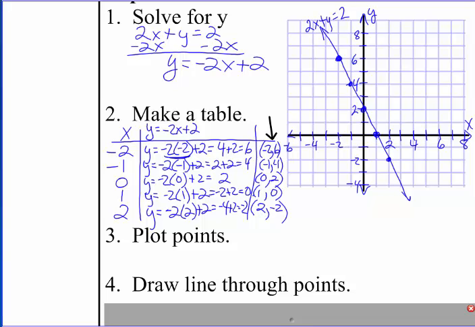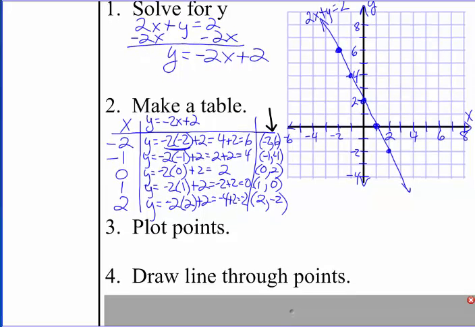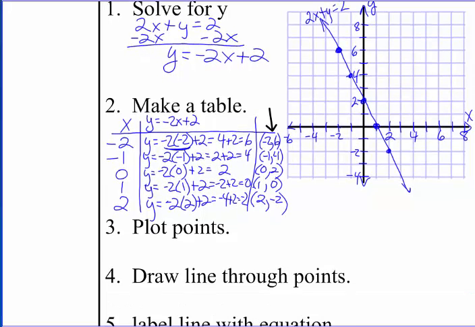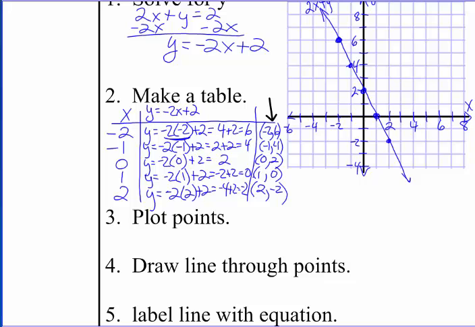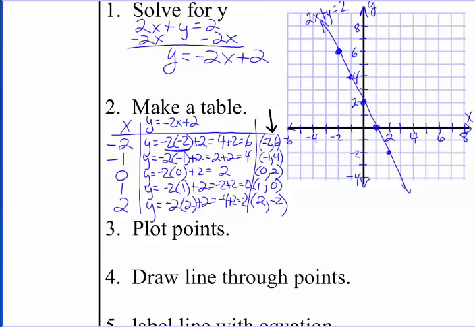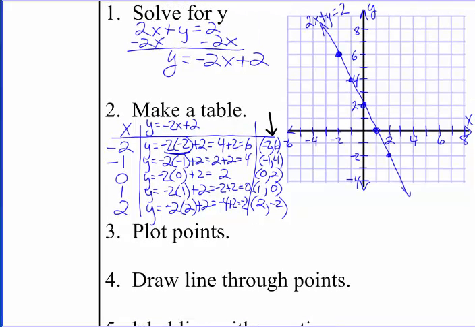Since I did not give you a specified domain at the beginning, you would draw the line through all of your points. And the last thing was to label the line with the equation, which I did after I drew in my line. So up at the top there, you'll see that I labeled the line with the equation.